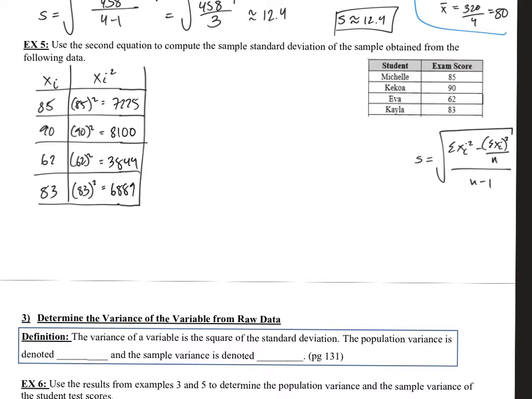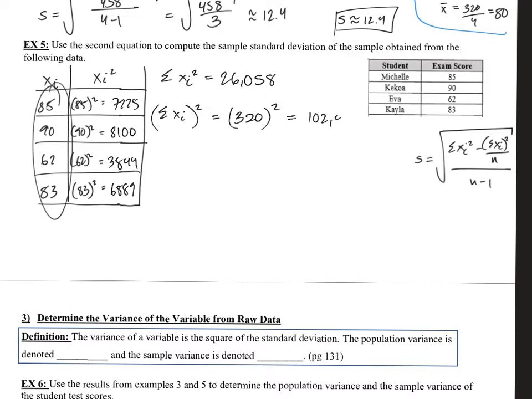So let's see. The sum of the xi squareds is going to be these values. Let's add those up. And we get 26058. Then we want the sum of our xi values squared, which are going to be these values, added up and then squaring the product. All right, when I add them up, I get 320. Then we'll square that to get 102400.